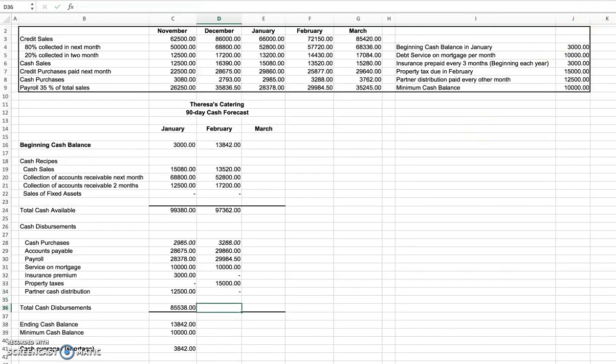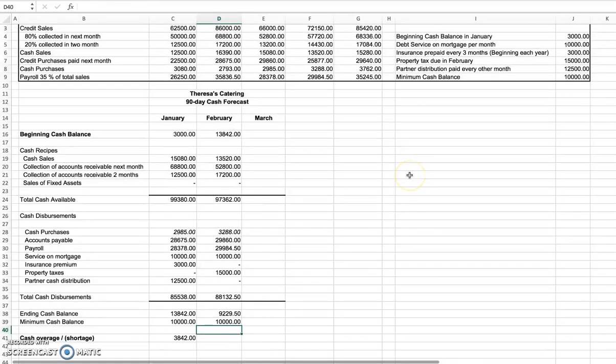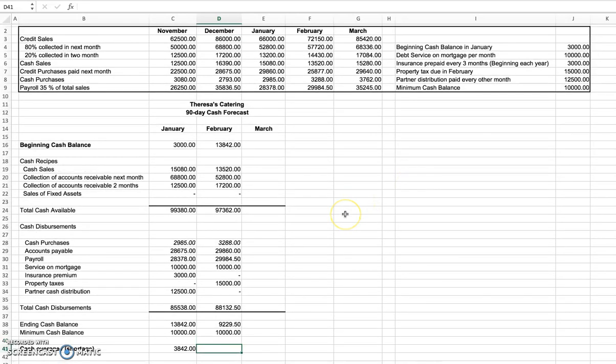Okay, so again, we're just going to figure out the sum of our disbursements. And it looks like we're paying $88,132.50. So our ending cash balance is going to simply be our total cash, subtract our total cash disbursements. And looks like our ending cash balance is actually going to be below our minimum cash balance. So again, remember, we want to make sure that we're above $10,000. Looks like we're a little bit short this month. So when we're forecasting, we notice that we're a little bit short. In February, we might want to make some adjustments.